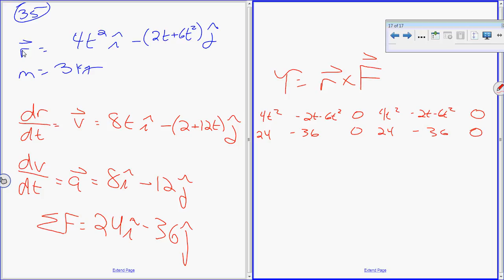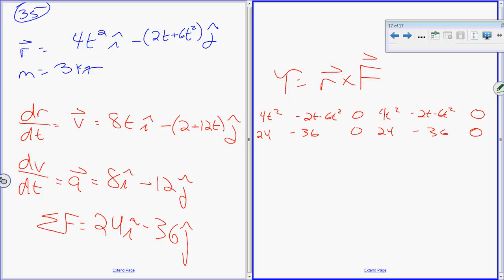Okay, so my i component is going to be 0 minus 0. My j component is going to be 0 minus 0. So it's just a k component that I'm left with, right? Which makes sense because it's got to be perpendicular to the xy plane, right?